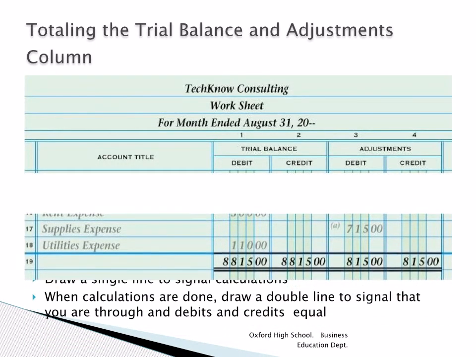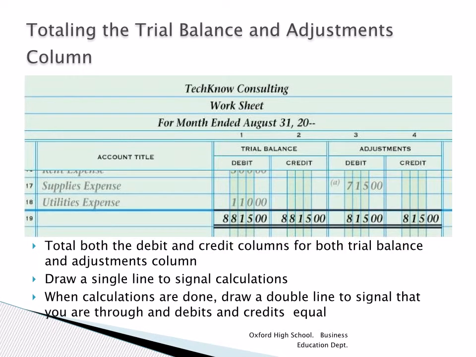After preparing the trial balance and adjustments column information, all of the data has been put into both the trial balance column and the adjustments column. Both of the columns have to be totaled. You total both the debit and credit columns for both trial balance and adjustments column. Draw a single line to signal that you're about to perform some calculations. Notice where the single line is drawn. Under the last entry for the trial balance, all the way across through the end of the adjustments column, which is where the credit is. Both of the columns are totaled.